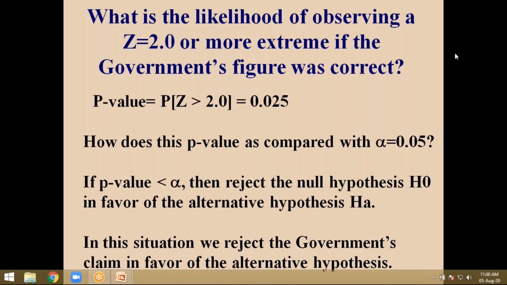What is the likelihood of observing a z equal to 2.0 or more extreme if the government figure is correct? The p-value is P(Z > 2.0) = 0.025. How does this p-value compare with sigma, 0.05? If the p-value is less than sigma, then reject the null hypothesis H0 in favor of the alternative hypothesis H1. In this situation, we reject the government claim in favor of the alternative hypothesis.